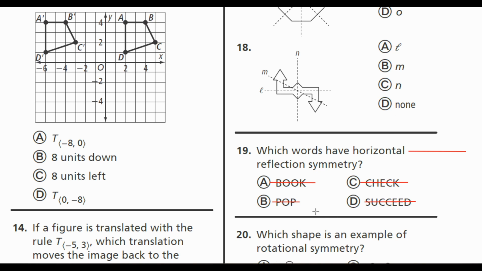Another way you can do this is just write it upside down. If I wrote pop upside down, I would get Bob. Bob and pop aren't the same word. This is not one that we're going to be able to do.